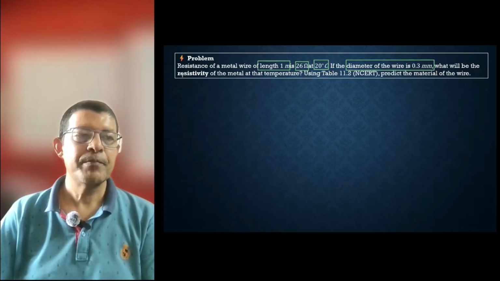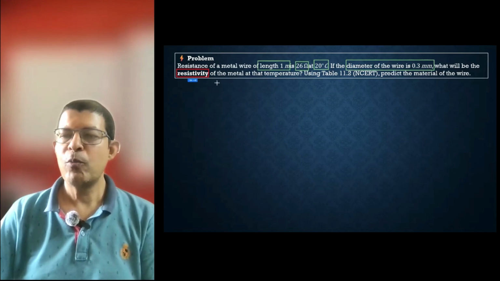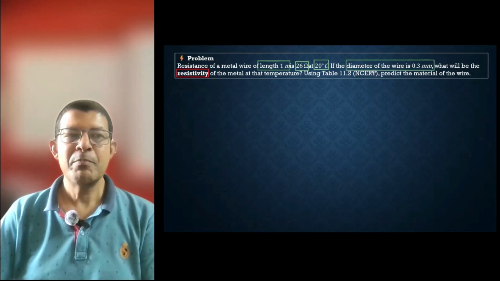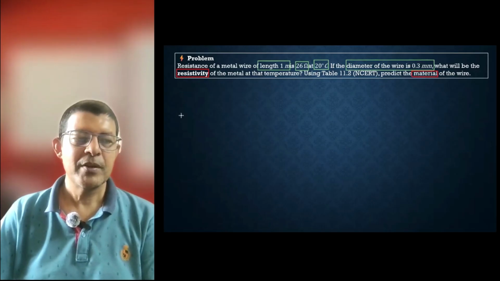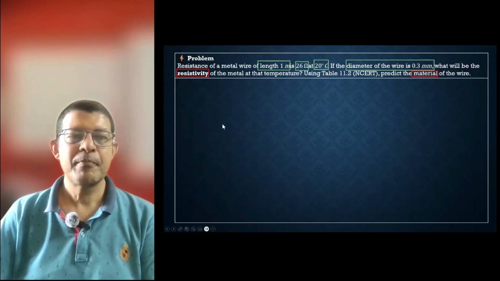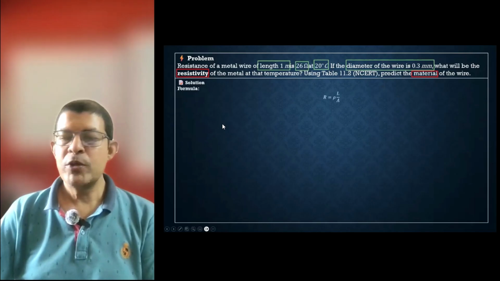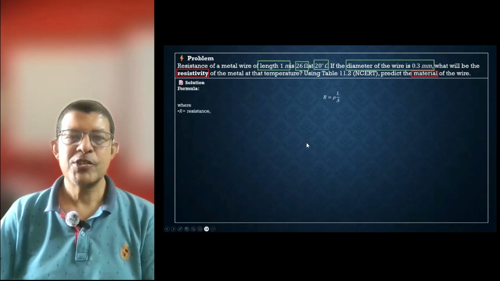And it is asking for resistivity. The resistivity formula we already know. Then, based on the resistivity, it is asking us to guess which material the wire is made of. So let us solve this now. The formula to be used is R = ρL/A, where R is resistance, ρ is resistivity, L is length, and A is cross-sectional area.